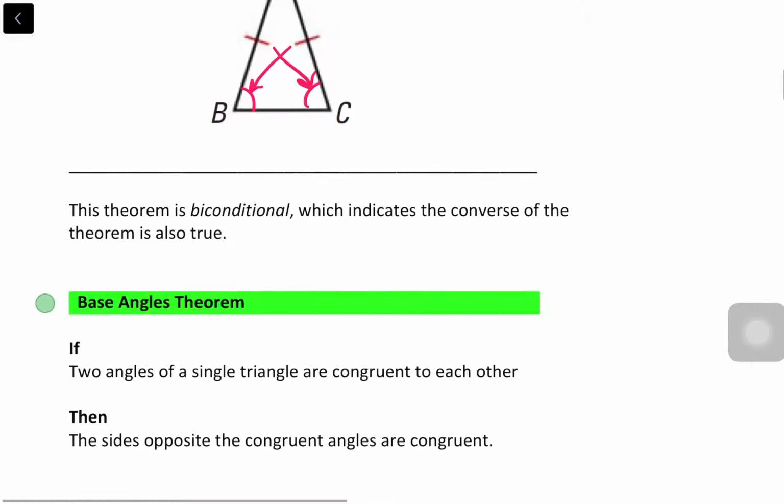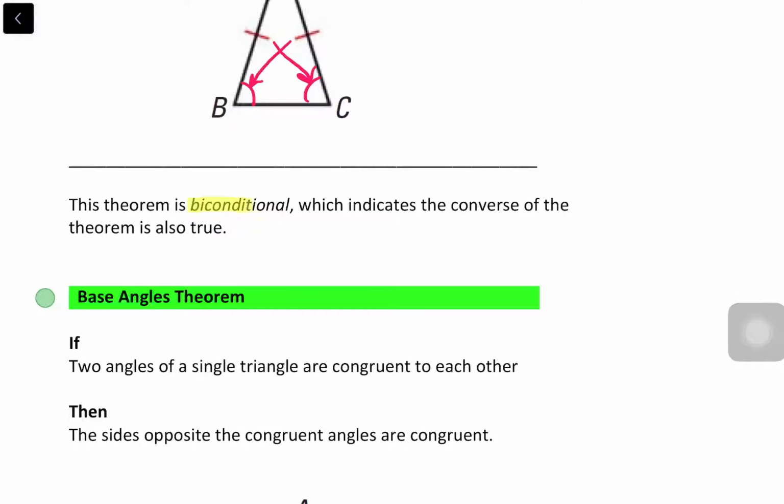This theorem is biconditional, which means that the converse of the theorem is true. So basically you can switch the ifs and thens around. So if, then, the converse of that would be then, if. So you just take whatever the hypothesis of the first theorem would be and make it the conclusion of the second one, and you just switch them around like you see there.